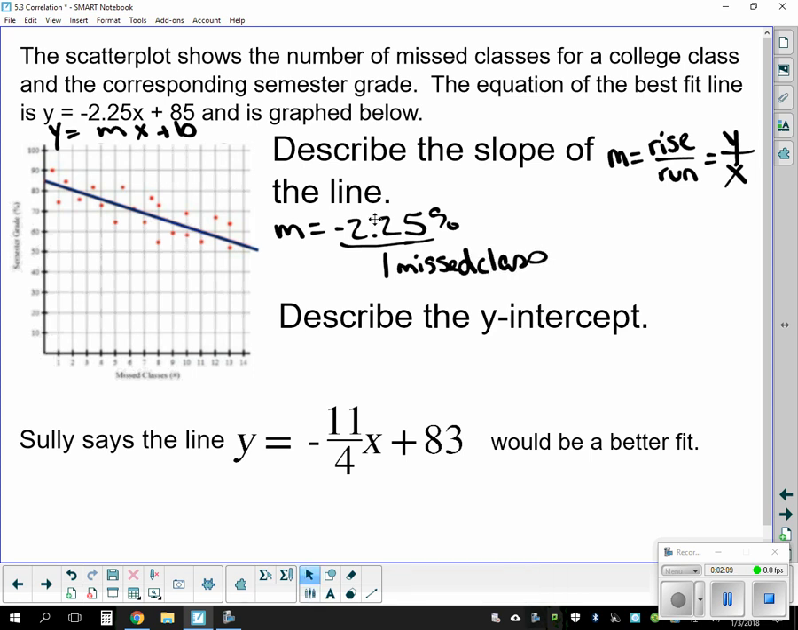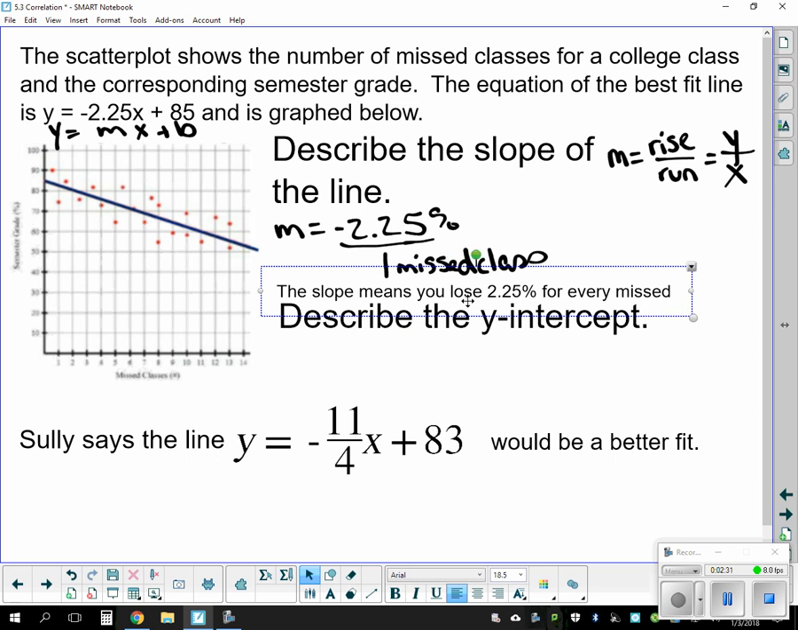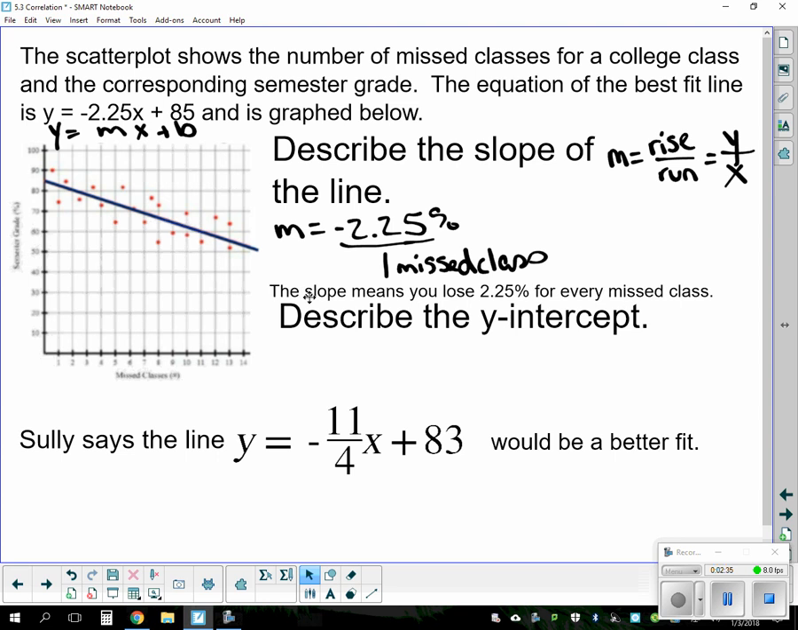So to put that into a sentence, the slope means, I'm going to make this font smaller so it fits, the slope means you lose 2.25% for every one missed class. Okay, so that's what I'm looking for when you're describing the slope. Just a quick sentence. The slope means, and what does it mean? Talk about your rise per whatever your run is.